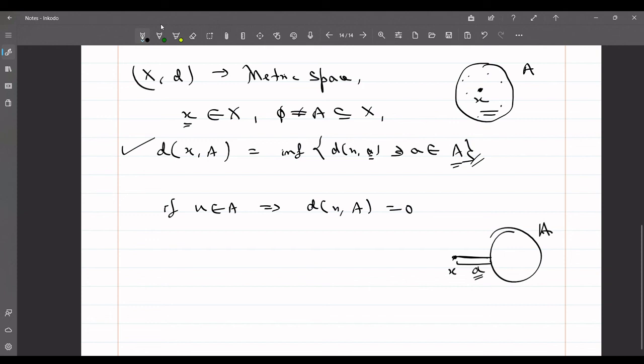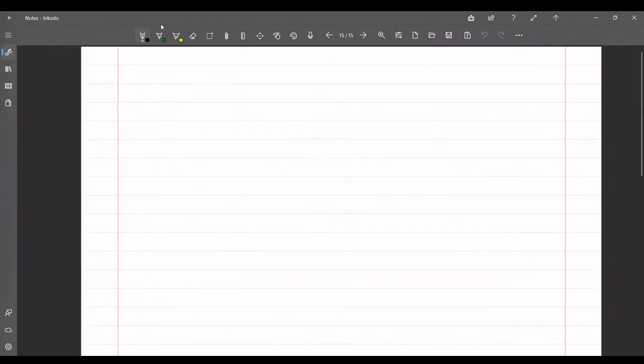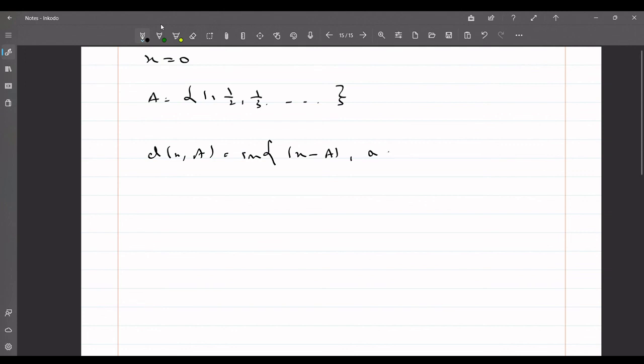Achha, is the converse true? Is the converse of this statement true? Let's see. Suppose you take X as 0 and you take A as the set 1, 1 over 2, 1 over 3 and so on. What is d(X, A)? It is the infimum of |x minus a|. What is x? x is 0. What is the infimum of a? It is 0, because it is bounded below, so the infimum is 0. But does 0 belong to this particular set? No. So the converse need not be true.